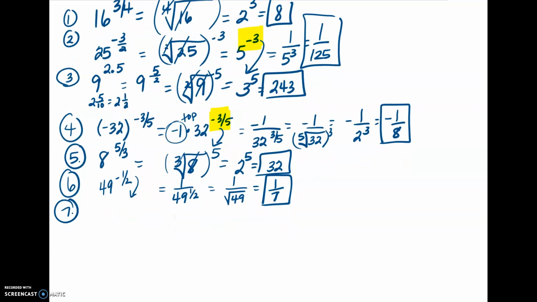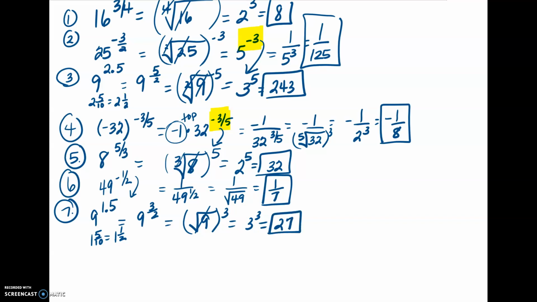All right, the last one on this section, 9 to the 1 5/10 power equals 9 to the 3/2 power. Why? Because 1 5/10 means this, 1 5/10 or 1 1/2. And 1 times 2 is 2 plus 1 is 3. This 9 is the base. We take the square root of it and we cube it. The square root of 9 is 3. We cube 3, we get 3 times 3 times 3. That is 27. All right, so far so good.